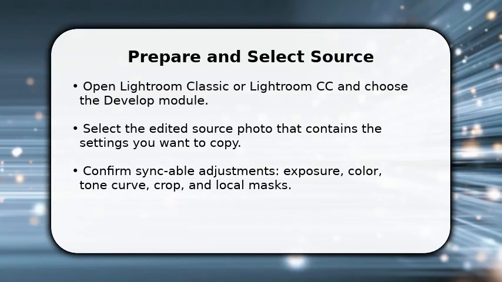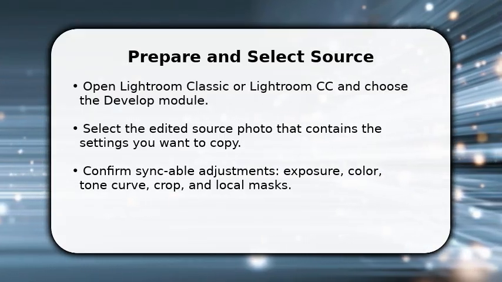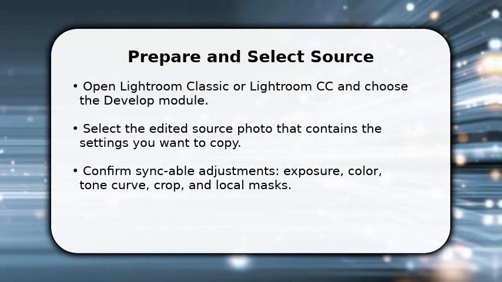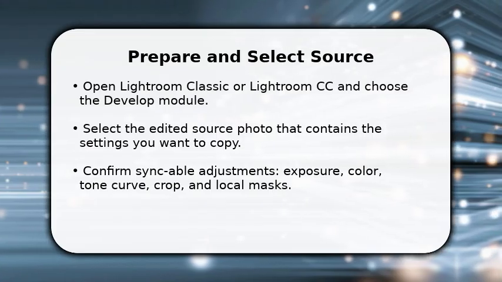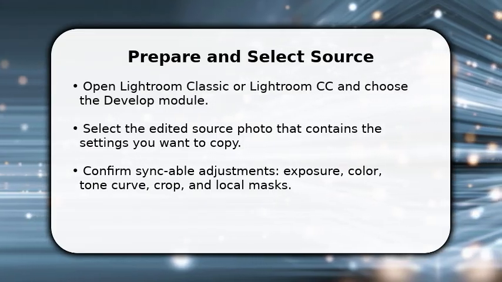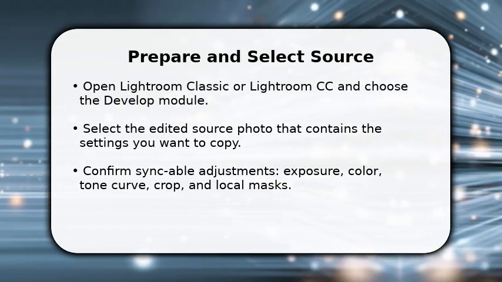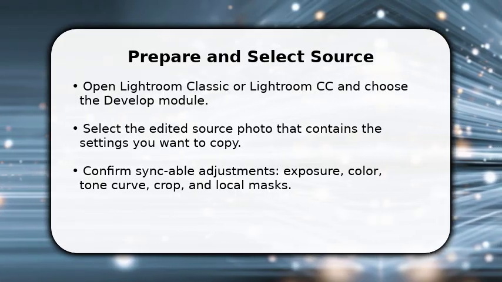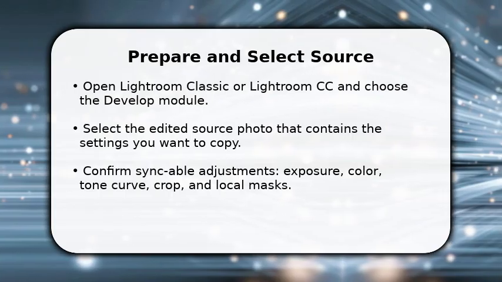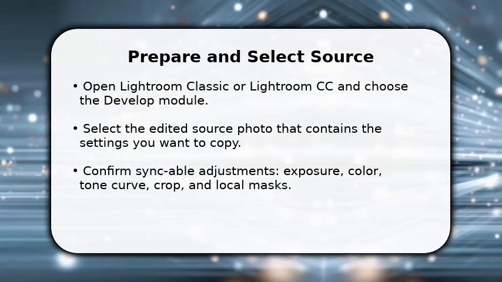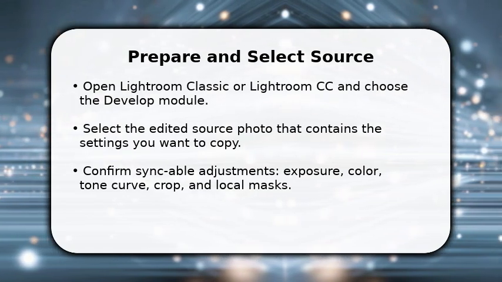You start with the edited image open. Select it in the Develop module so you can copy its adjustments. Once selected, make sure the edits you need are visible: exposure, white balance, tone curve, local adjustments. You don't need to reset anything, just verify the image is the final version you want to replicate. Now use the Copy Settings command or keyboard shortcut so you capture only the adjustments required. This first step ensures you copy precisely what matters without extra trial and error.